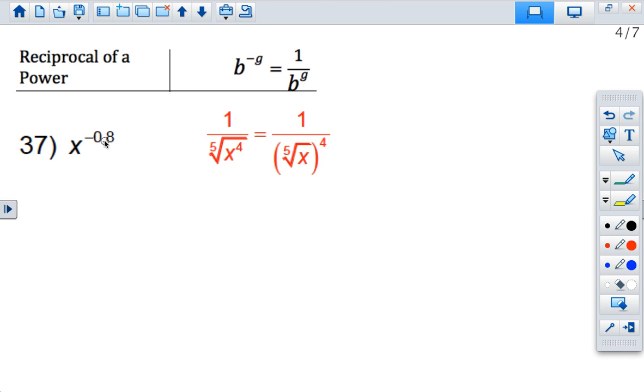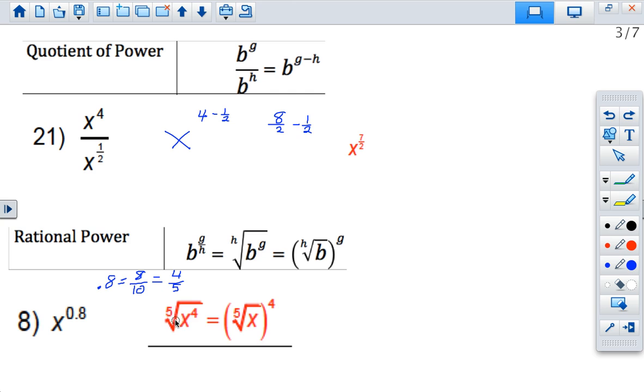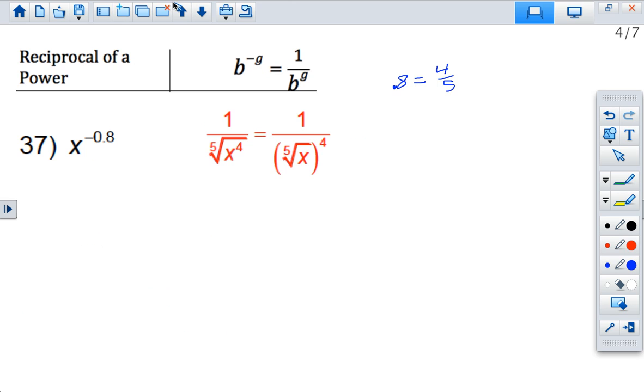Now in this case we have the 0.8 again, and we know from previous problems that 0.8 was equal to the fraction 4 over 5. Okay, we just saw that. And then notice we have a negative here. So let's go back to this one. We have the 5th root of x to the 4th power because of the fraction. That takes care of the fraction, but then because of the negative sign, we just set it up as a reciprocal.